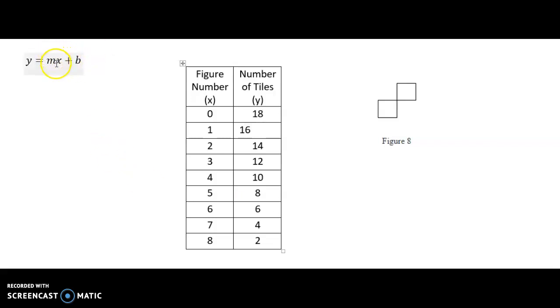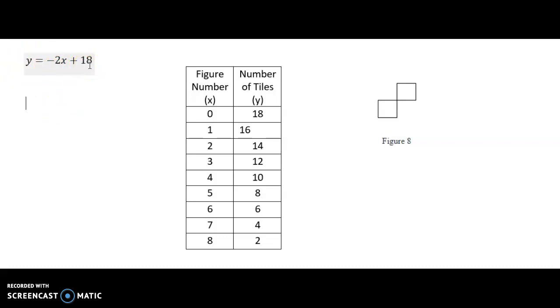So now I can write my rule. My growth is -2, right? Because I'm going down as I get bigger. And my starting point is here at 18. So your rule should have been y equals -2x plus 18.